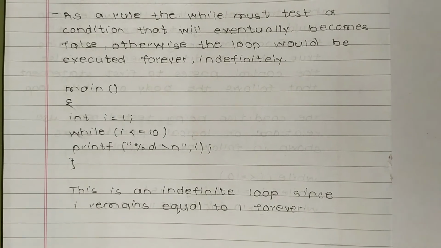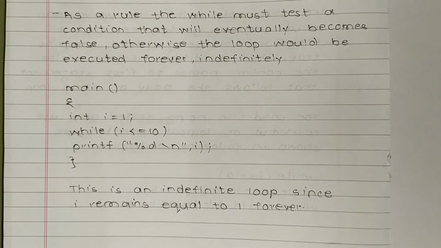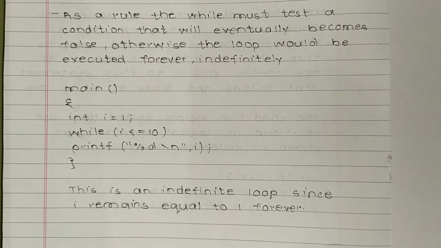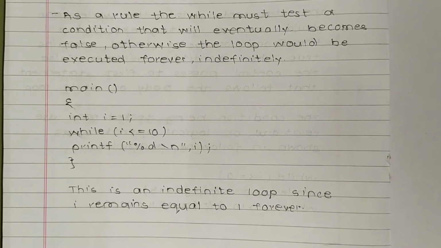As a rule, the while must test a condition that will eventually become false. Otherwise, the loop would be executed forever, indefinitely. That means the while loop must test a condition that will become false, or otherwise it will be executed forever.